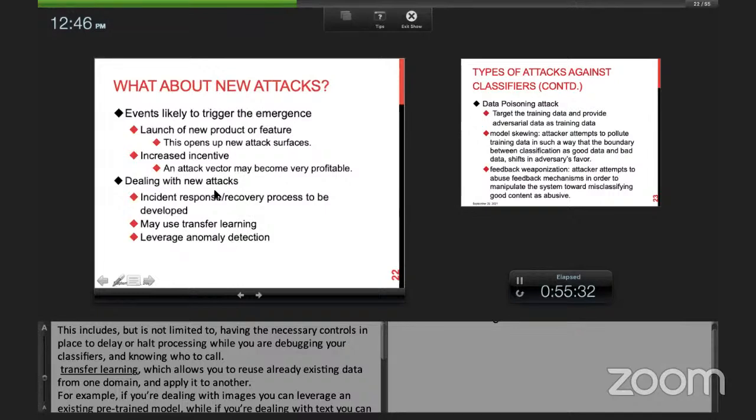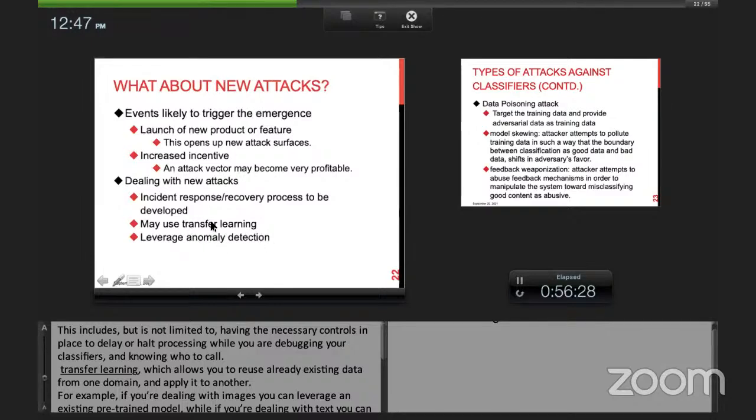So for incident response and recovery, remember that we were talking about challenges. We had the risk mitigation plan. So you must have some necessary controls in place, which may delay or even halt the processing when you have detected some new attacks. But obviously, you may not be able to detect a new attack unless you compare it with some old pattern of work. And whenever you find that the pattern is not exactly matching, only then you know that something else has happened, right? So you can use transfer learning, or you can use anomaly detection.